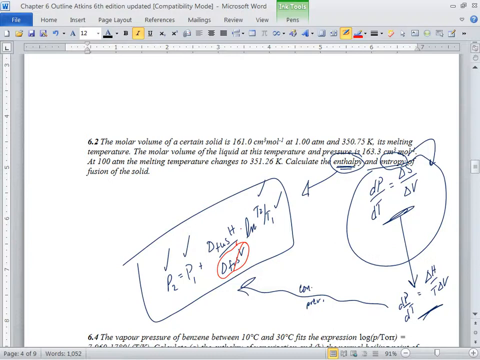Now, when you find a difference, it's always one minus the other, and either you're going to have a positive or negative answer. When you find that delta V, you take which one minus which one? Which one would you do? That's what I'm thinking, because it's melting. So you're going from solid to liquid, so it should be final minus initial. It should be the liquid minus the solid.